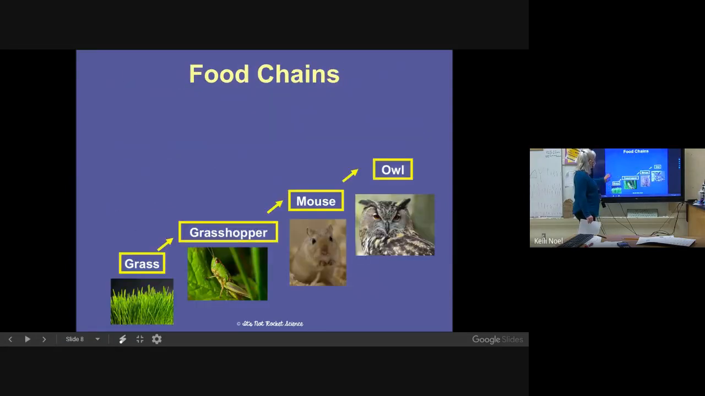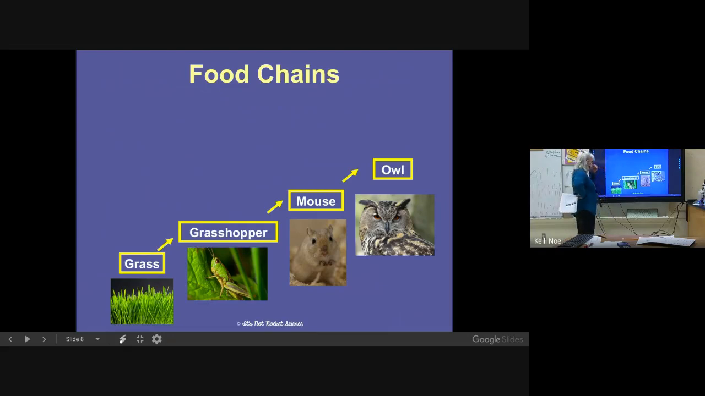All right, food chains. So a food chain is linear. So here's an example. You have grass. The grasshopper feeds on the grass. The mouse feeds on the grasshopper. The owl feeds on the mouse. So you kind of look at it in reverse to see who eats what. The arrow is just showing you which direction the energy is going.